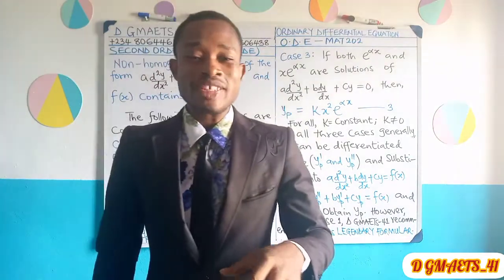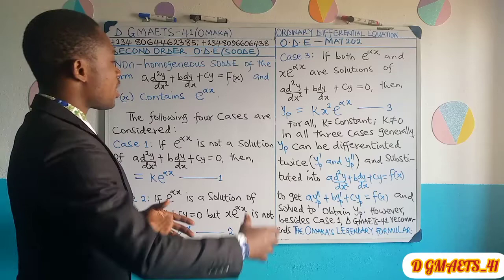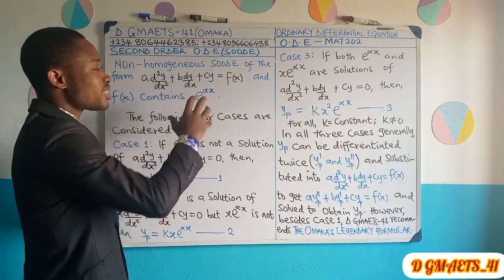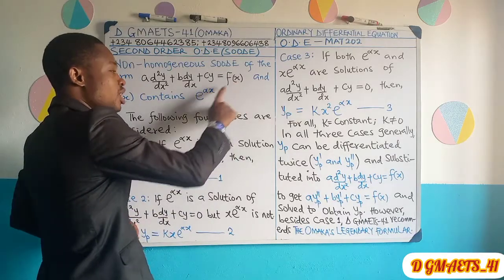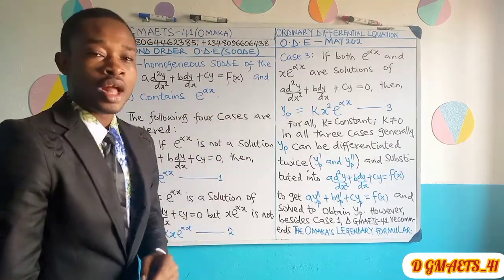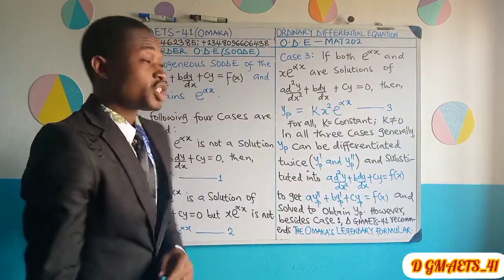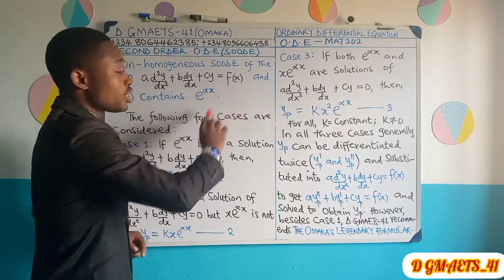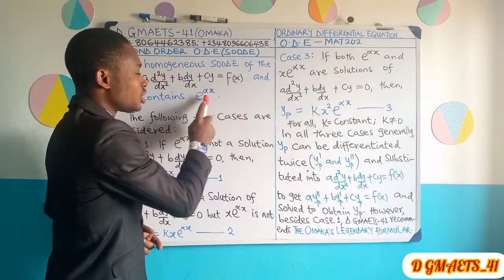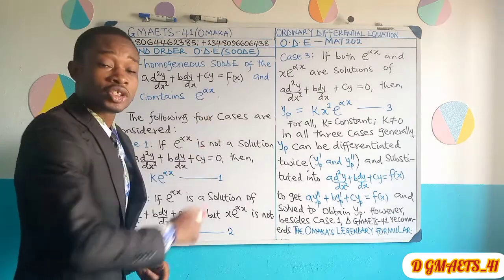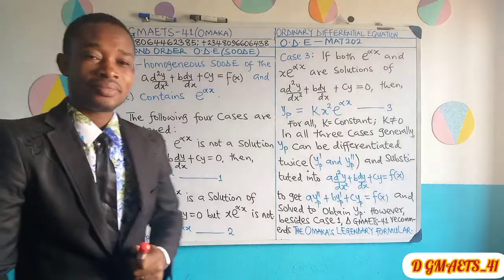The GMAT 41's interest in this class is to deal with cases whereby you have the non-homogeneous second order ordinary differential equation such that the f of x part contains exponential alpha x. I'll say that again: the f of x part contains the exponential function. So this alpha here represents a constant.